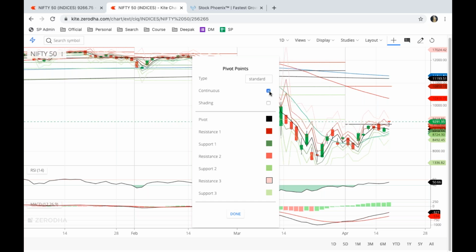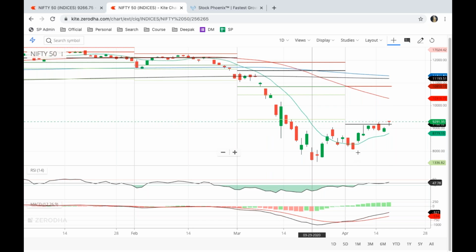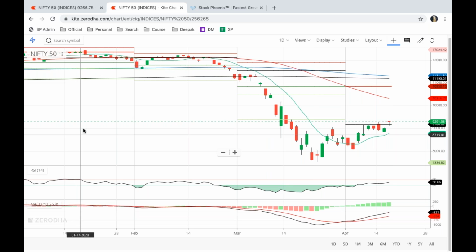And it's not a continuous pivot. We will give only the normal pivot. Take out this shading and all, it will be too much colorful. So every month the pivot will change.